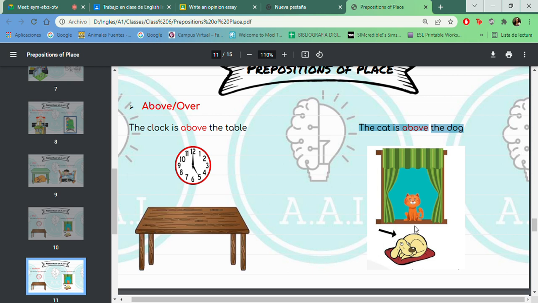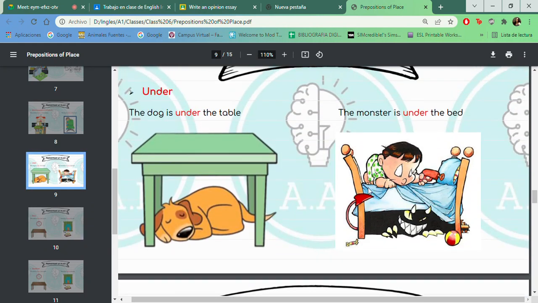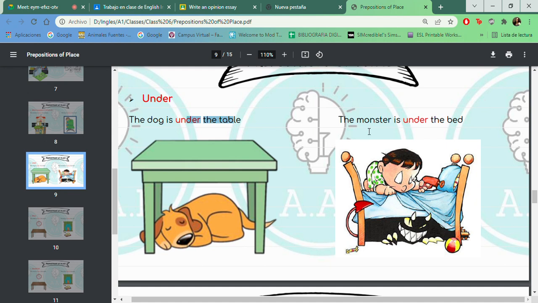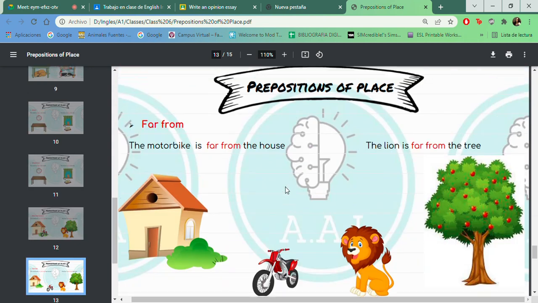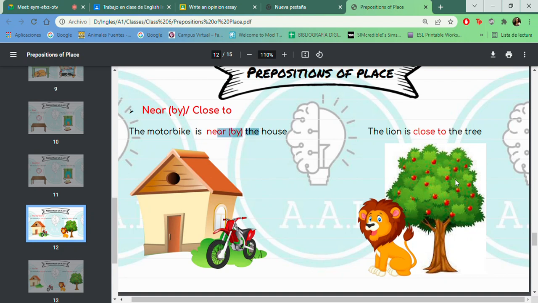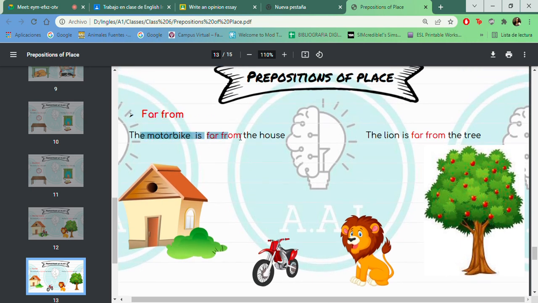Okay, as you can see, there is distance, no touching. Instead, it's more common to say under the table, under the bed, under the desk, under my bag, under the pillow, different things that are touching or really close to each other, to say under. Okay, good. Perfect. Then we have near, of course, or close to. The opposite is far from. The motorbike is far from the house. The lion is far from the tree.